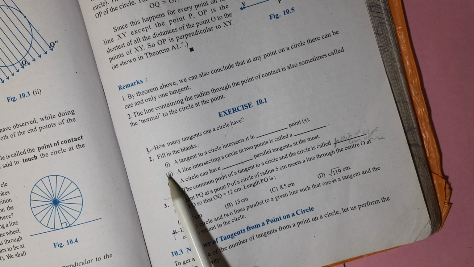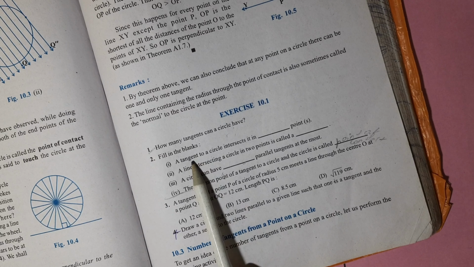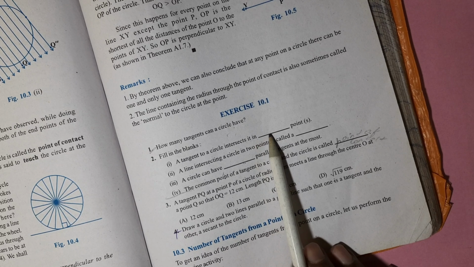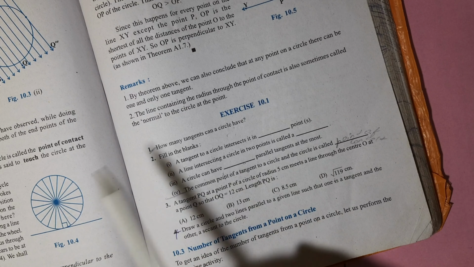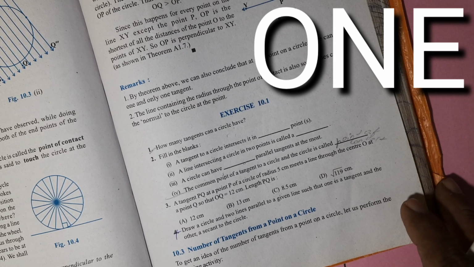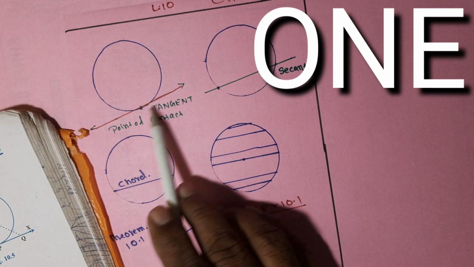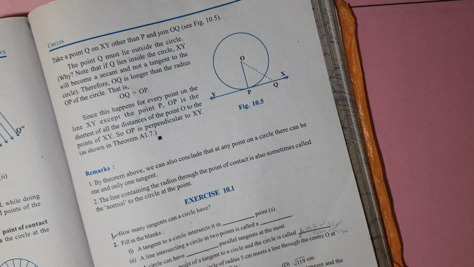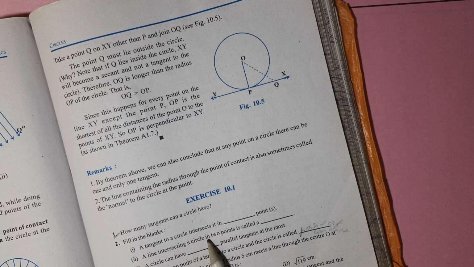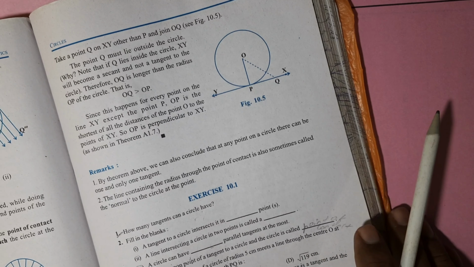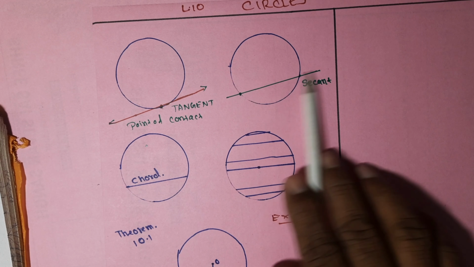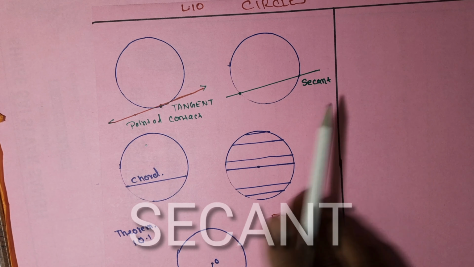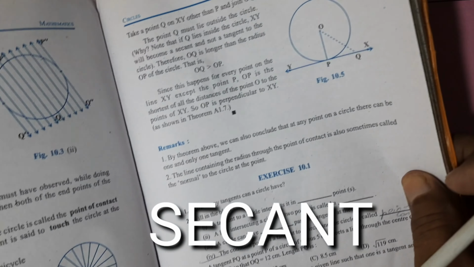Now come to fill in the blanks. This is important. A tangent to a circle intersects in how many points? Only one point. A tangent intersects at one point only. Now, number 2. A line intersecting a circle in 2 points is called, see, this is a line intersecting at 2 points. This is point number 1, this is point number 2. So what is this line called? Secant. So simply you can write here secant.